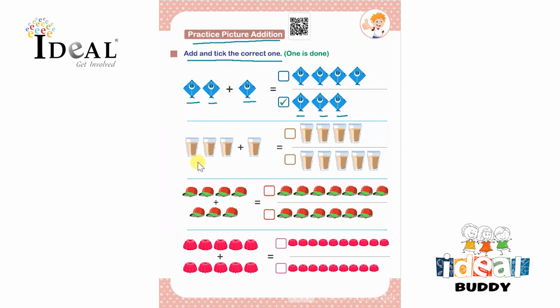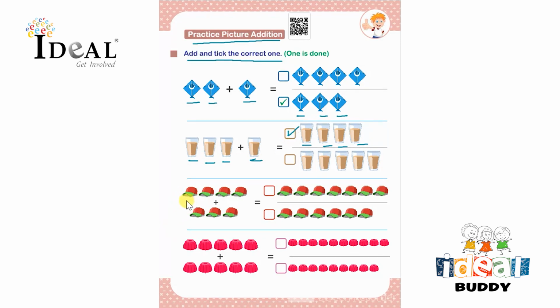After that there are 3 glasses given, 1, 2, 3, filled with juice. Then 1 glass given over here. So 1, 2, 3 plus 1 makes 4 altogether. 1, 2, 3, 4. So this is the correct answer.